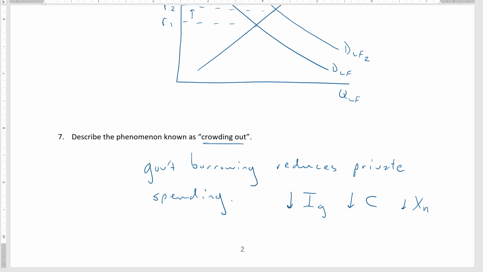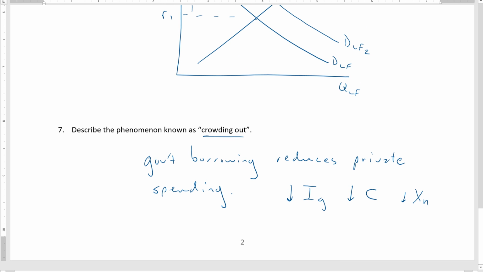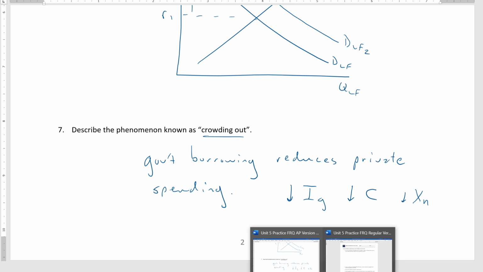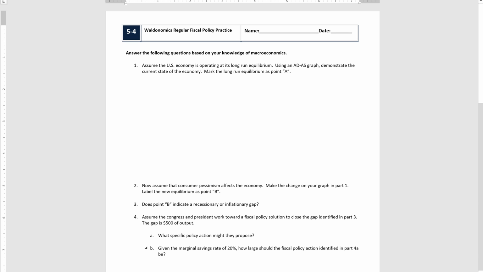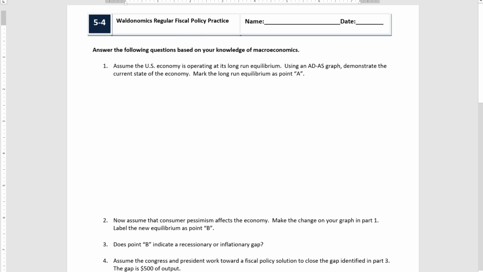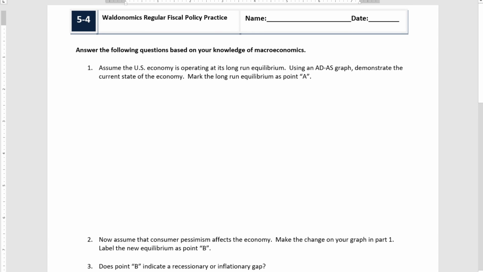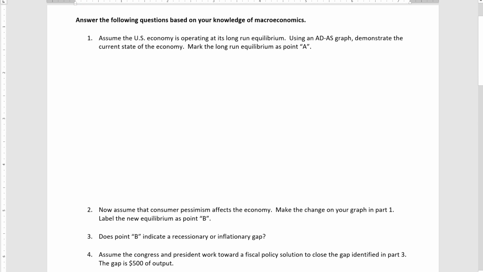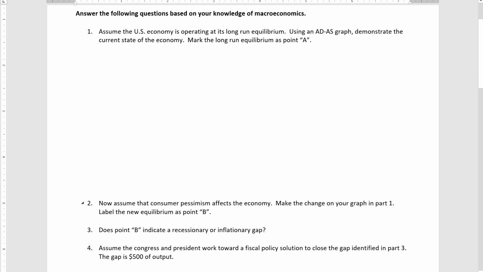Okay? So that was the AP version. Let's go look at the regular one now. So let me pop that open here. All right, here is the regular economics fiscal policy practice free response. All right, it's very similar, probably a little less involved, but very similar to the other one.